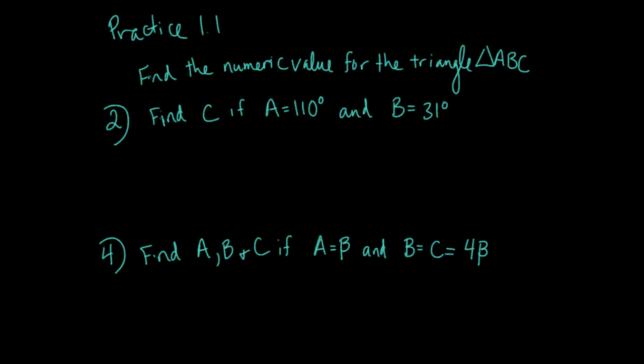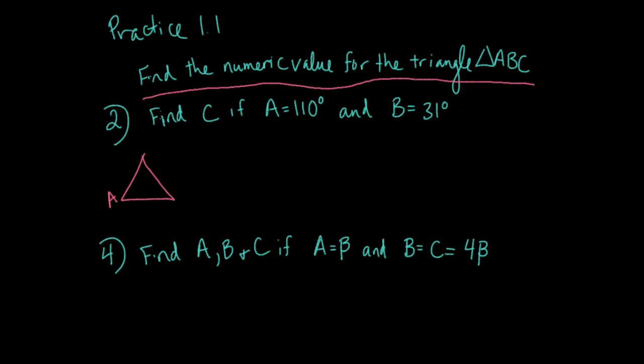So 1.1, number 2, I'd like to show you. It says, find the numeric value for the triangle ABC. Notice they don't actually even give you a triangle ABC. So if you're ever stuck and you don't know what the triangle ABC is, we'll draw it. Here's a triangle, and it goes in order.